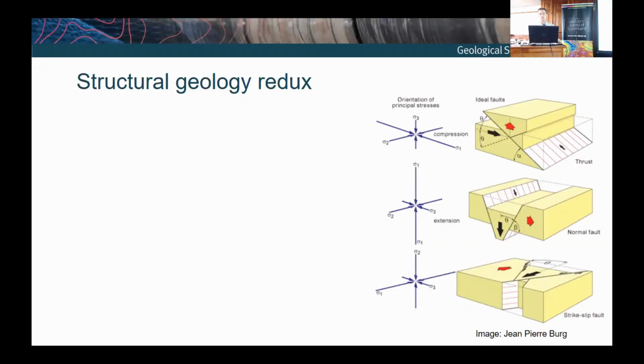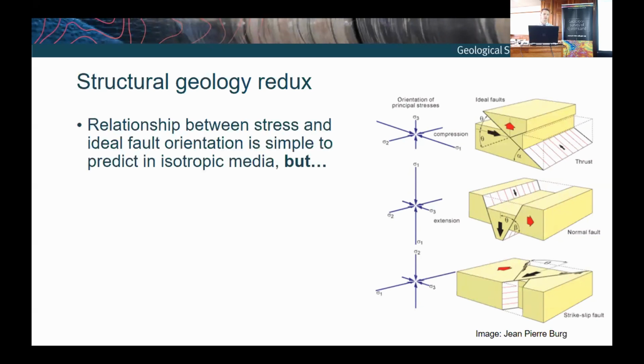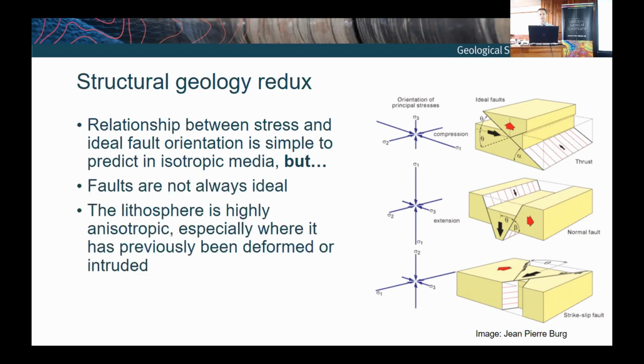So first, I apologise for the non-structural geologists, but just to go over some of the basic structural geology 101 stuff. Here you can see a couple of block diagrams, basic good old Andersonian faulting. Typically a quite simple relationship between stress and strain, but it's for ideal fault relationships and isotropic media. And we know that faults aren't always ideal, and the lithosphere is highly anisotropic, especially where we've had previous deformation.